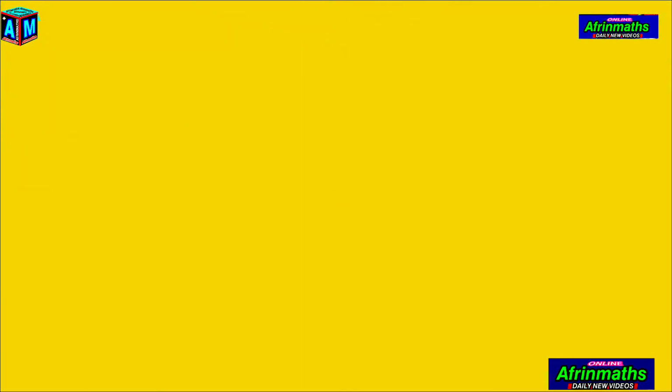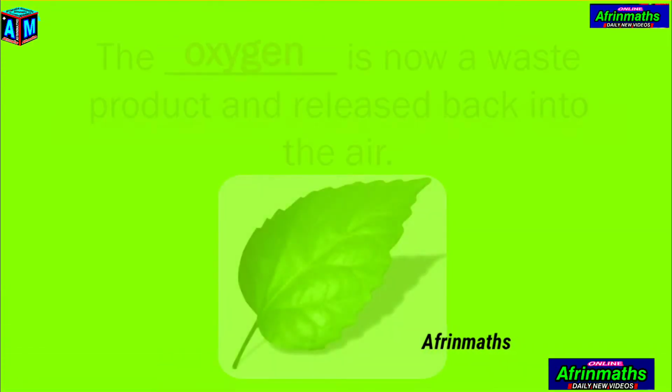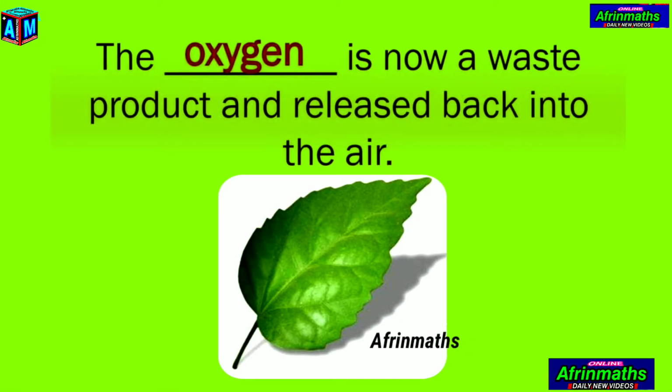After which, some of the energy is used to split water into hydrogen and oxygen. Water can be given by the formula H2O. Here the oxygen which is produced is now a waste product and released back into the air which we breathe in.